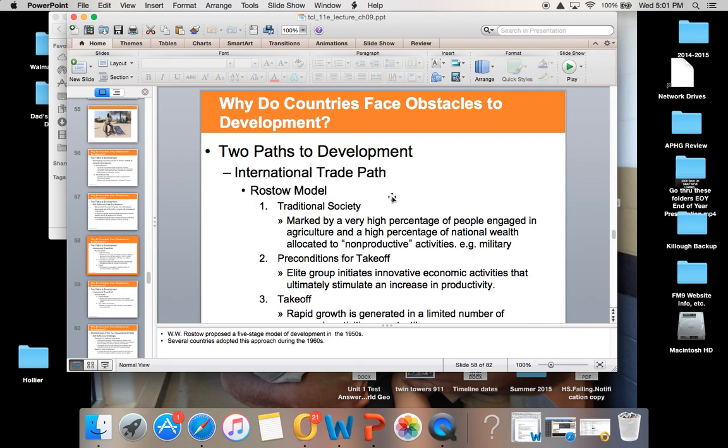And then when you have a country that's in its preconditions, okay, you have an elite group that initiates the innovative economic activities that ultimately stimulate an increase in productivity. All that really means is that you're on the verge of taking off. Okay. In your book, it says, under the influence of these well-educated leaders, the country starts to invest in new technology and infrastructure. Okay. So this is where they start saying, hey, we need to make a difference. We need to change things. We need to start increasing our technology. But it's going to take an elite group of people that are well off in order to get that done. Well off as far as education goes and well off as far as money goes.